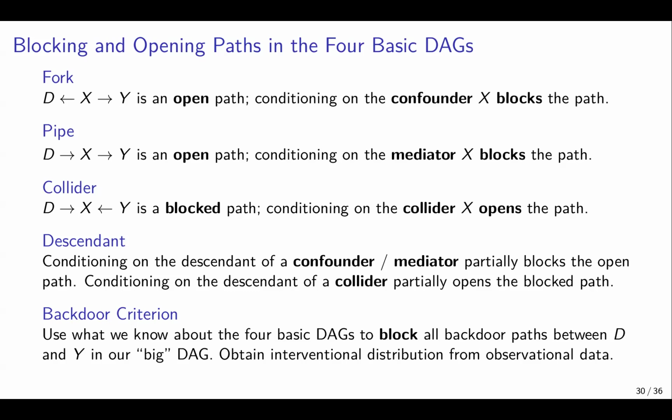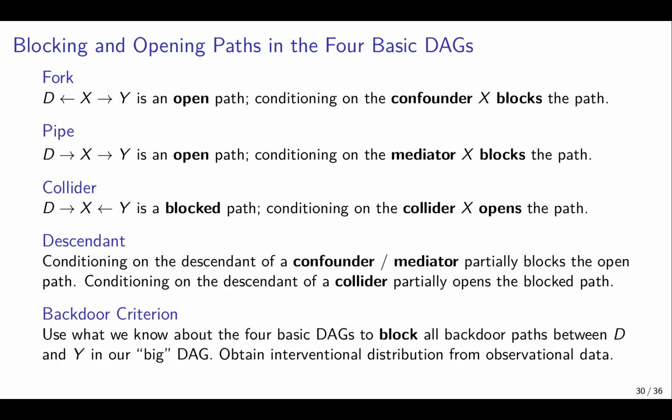In the collider, we have an arrow going from d into x and y into x that starts off blocked. A collider blocks the path by default. If we conditioned on it, we would open the path. That would be bad because if that path is open between d and y, it's actually not a causal path, because it doesn't actually have an arrow coming out of d into y.